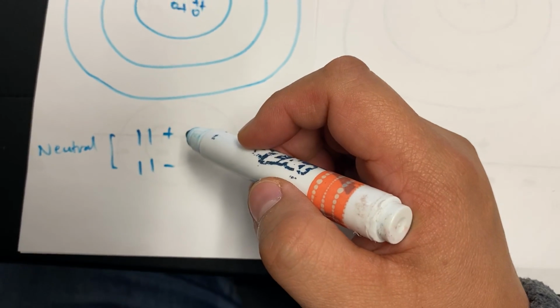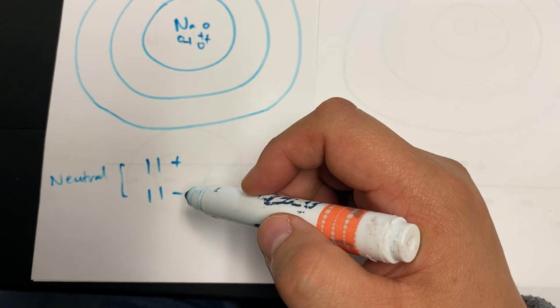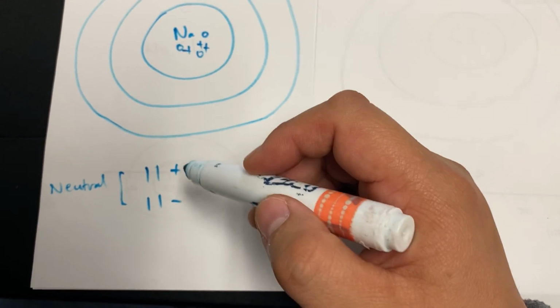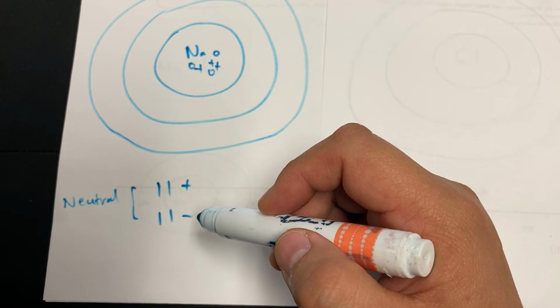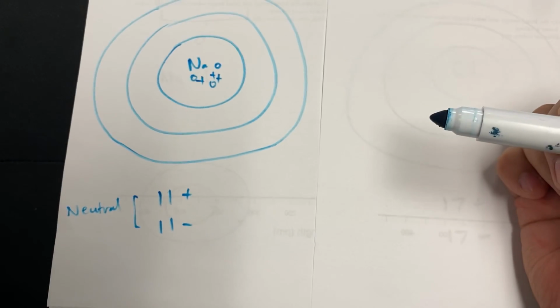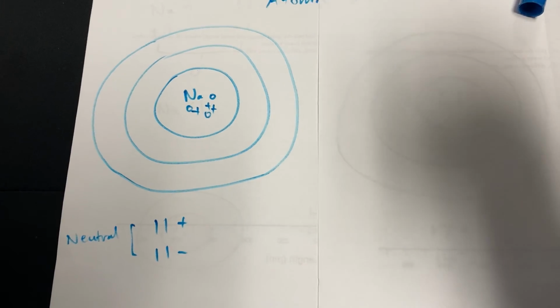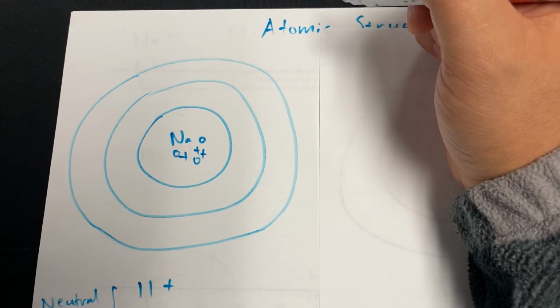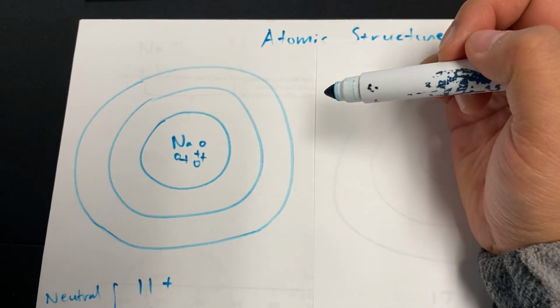Now, this isn't always going to be the case, but when an atom is neutral, it should have the same number of electrons as well. So if sodium has 11 protons, it's going to have 11 electrons as well for it to be neutral. We'll learn in a little bit that it doesn't stay that way for long, but let's come back to that later. The first thing you'll notice is that sodium has these rings of electrons around it.